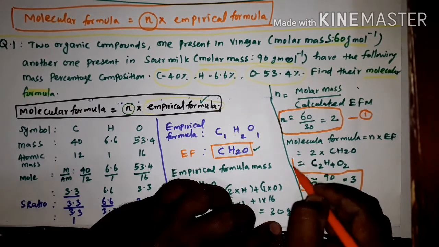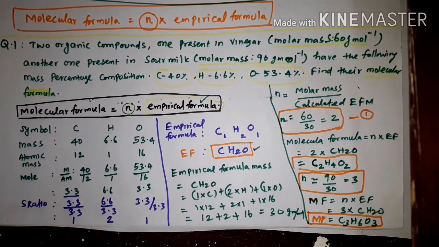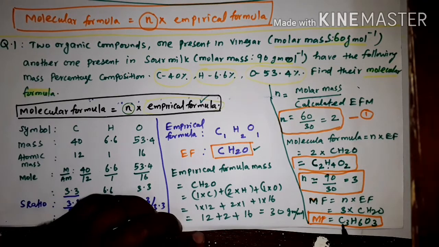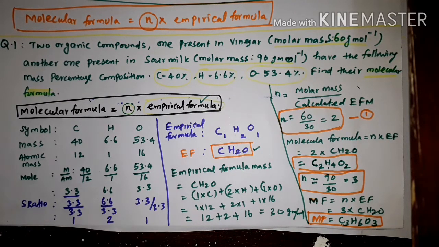Okay. So we got 2 molecular formulas. One is C2H4O2, another one is C3H6O3. Clear? So this is the way you can easily calculate the molecular formula from the empirical formula. Clear? Hope you understood.